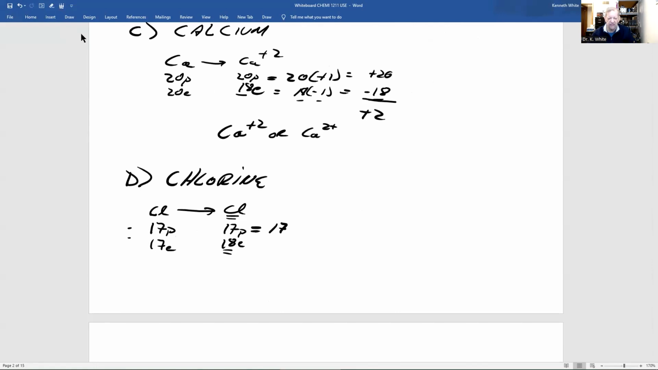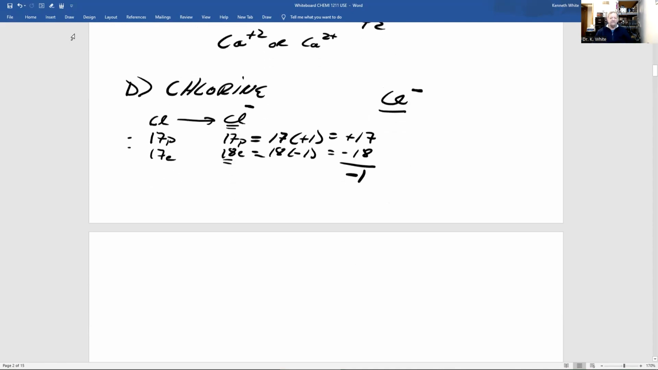Each of the 17 protons has a plus 1 charge. Each of the 18 electrons has a minus 1. Do the math. Add them up, and you get a minus 1. How do you show that? Like this. Chlorine forms a minus 1 ion, an anion, and the charge is minus 1.